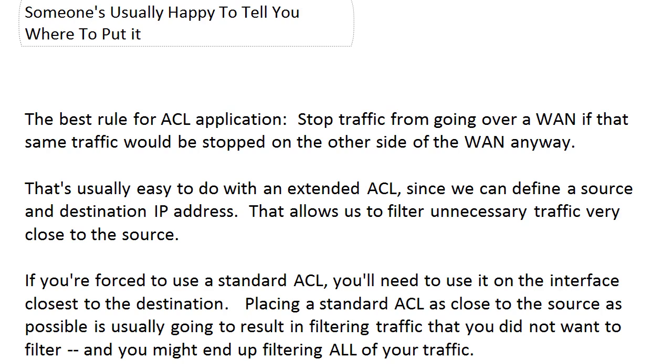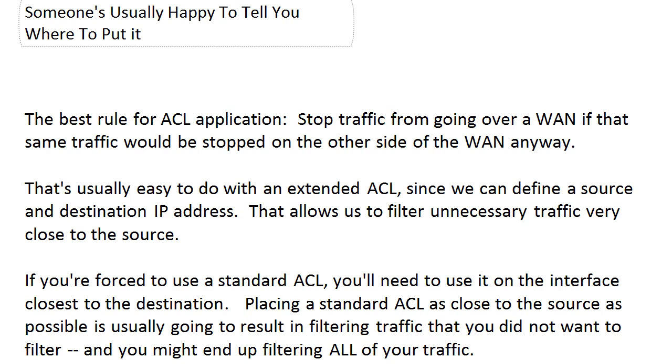The best rule for where to put the ACL, because I see this confusion all over the net, and I get tweets and emails and Facebook emails like, well, where do I put it? And here's the thing. In the real world, you're almost always going to use an extended ACL, whether it be numbered or named. And here's exactly why.